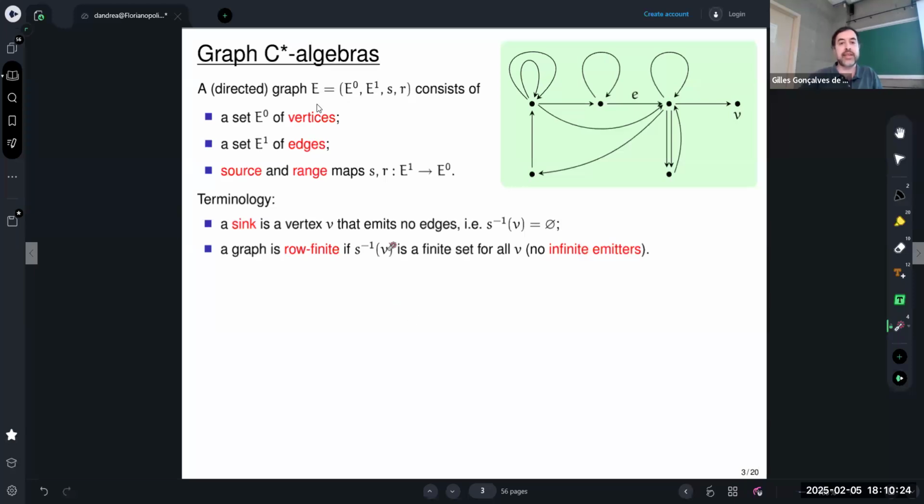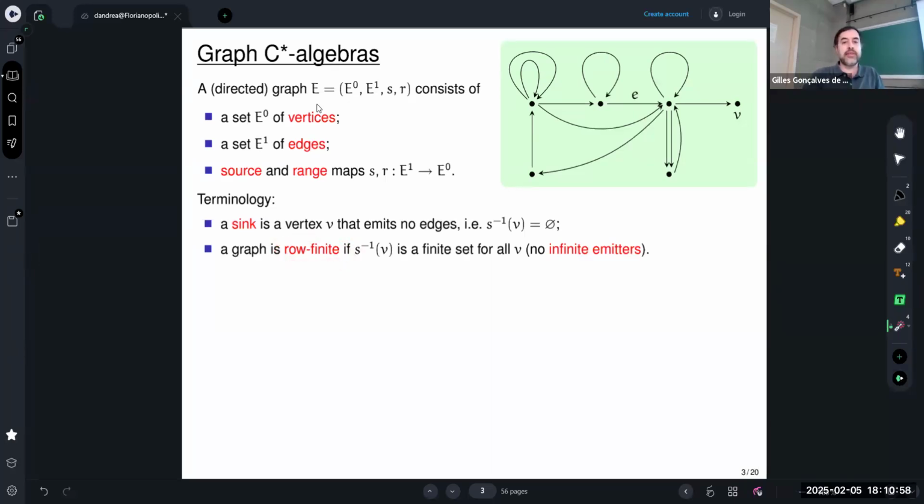So by graph, I mean a directed graph. I denote by r and s the range and source maps in this graph. E1 is the set of edges, E0 the set of vertices. A sink, I recall, is a vertex that emits no edges, like this one in the picture. An infinite emitter is a vertex emitting infinitely many edges, and I could not draw a picture because I cannot draw infinitely many edges. If you don't have infinite emitters, your graph is called row-finite.